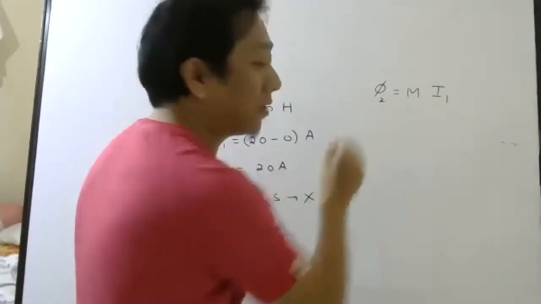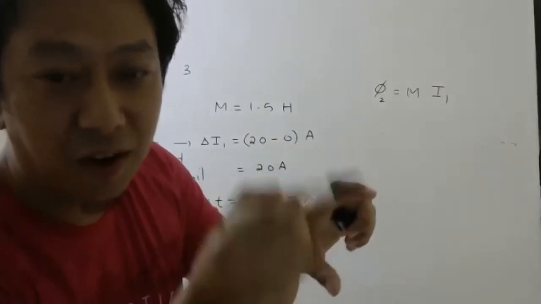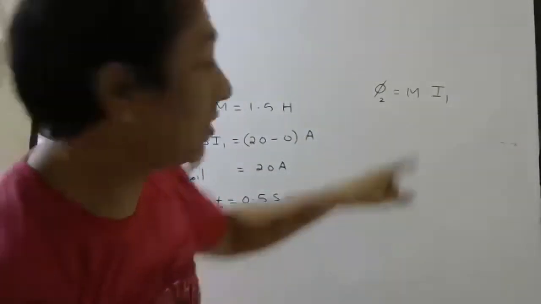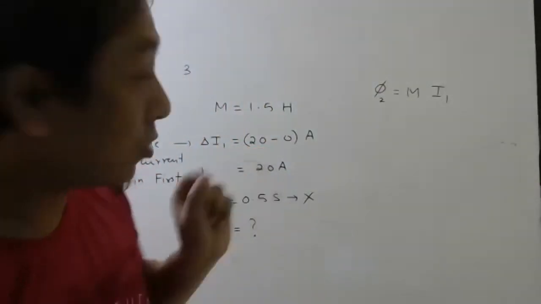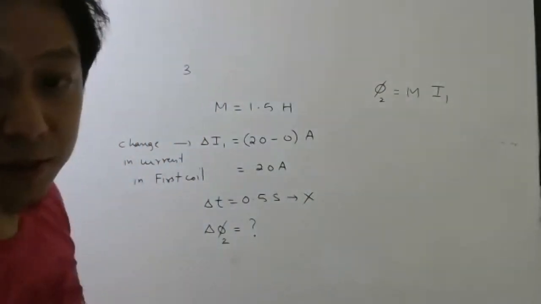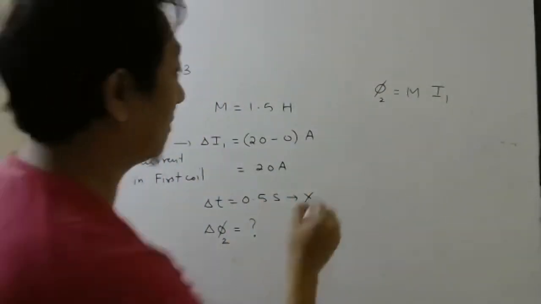So here we write L if these two coils are the same. But if you are passing current in one coil and you are calculating flux in the second coil, then we call this mutual inductance. So they are asking the change in this, right? See here. So let us take the change on both sides.